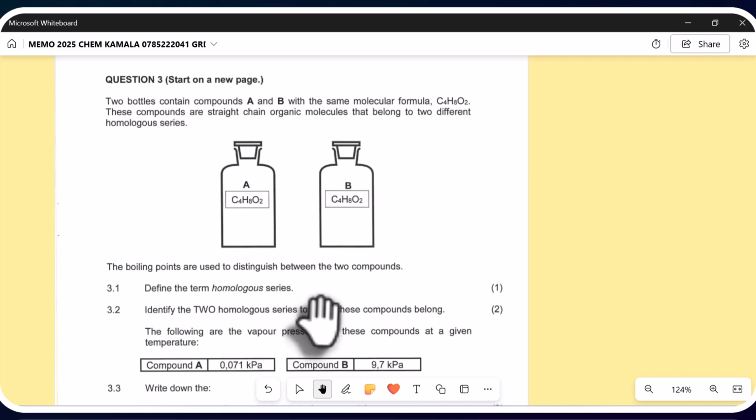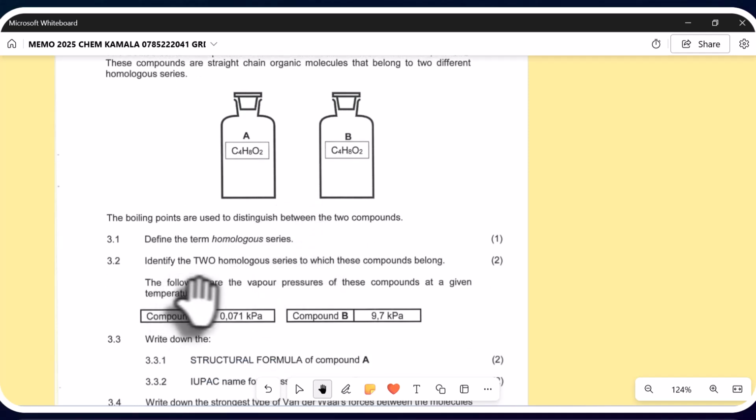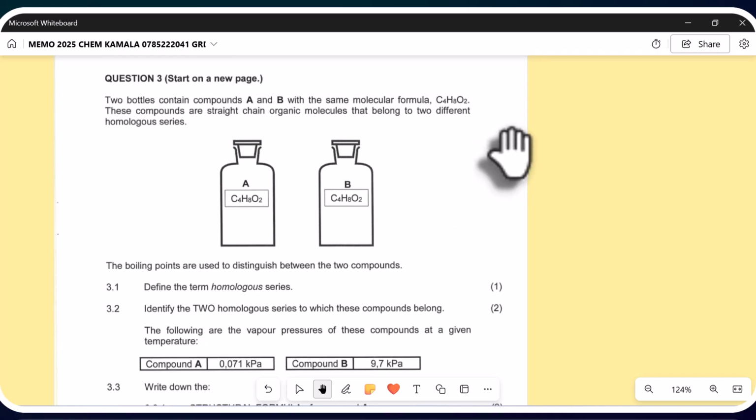Okay, let us proceed. Now they say here that the following are the vapor pressures of these compounds at a given temperature. For compound A, it is 0.071 kilopascals. But for compound B, it is 9.7 pascals. And then they say write down the structural formula of compound A.